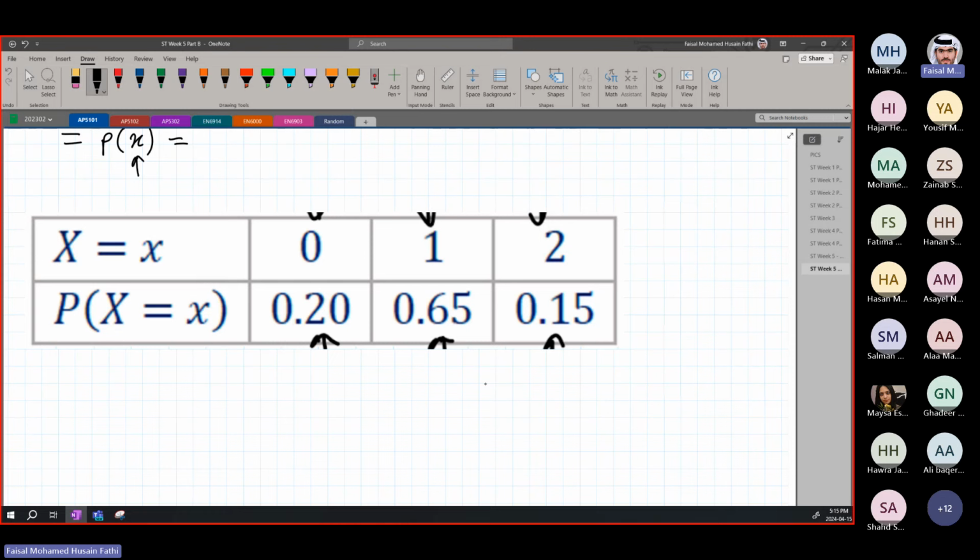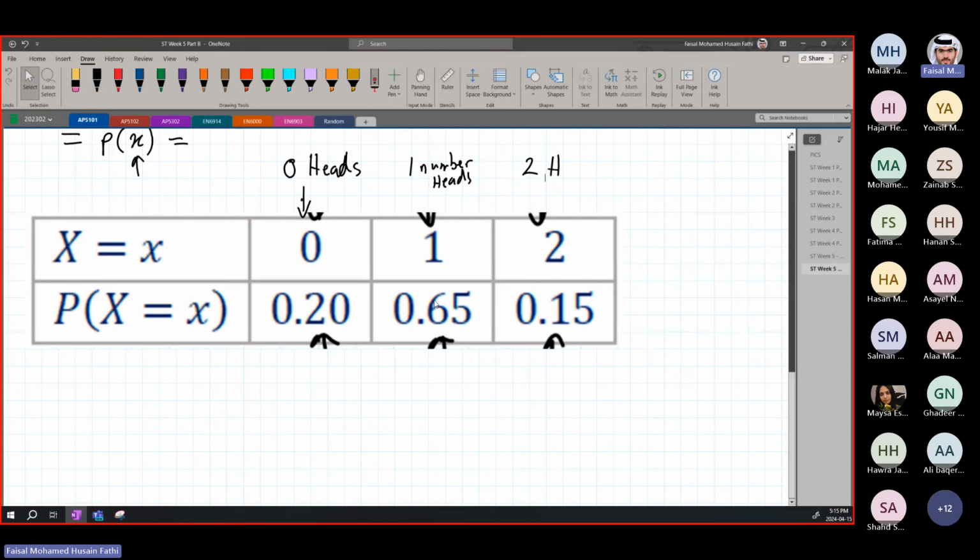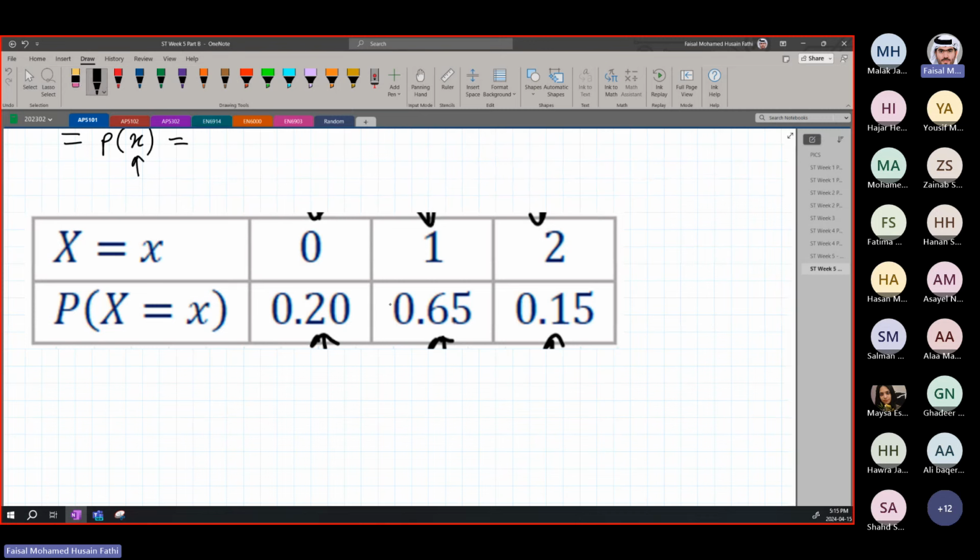Let's say, for example, we don't know what the capital X is, but let's say this is talking about tossing a coin. This is getting 0 heads, this is getting 1 head, and this is getting 2 heads. This is just an example, because the probability would be different when you're flipping a coin. But this is what it means: there is a specific activity or event that is occurring.